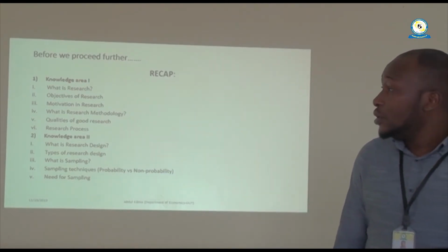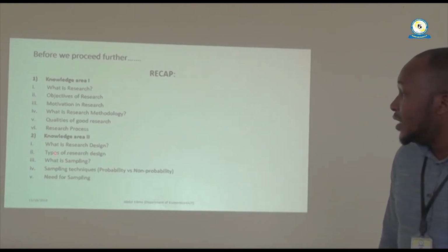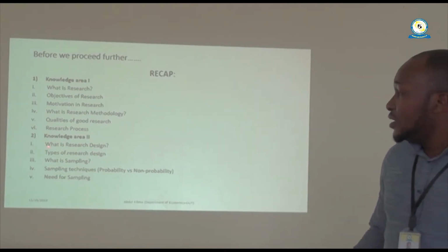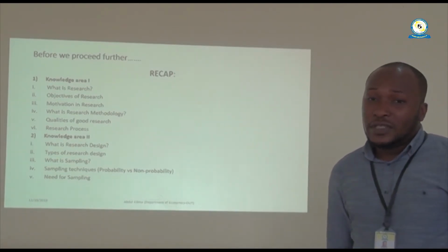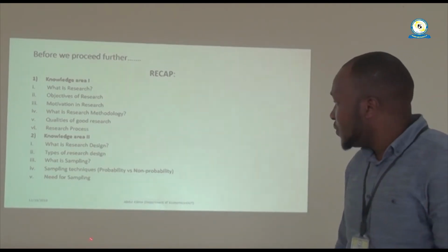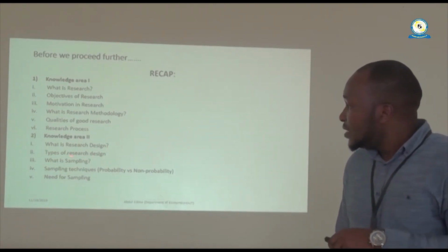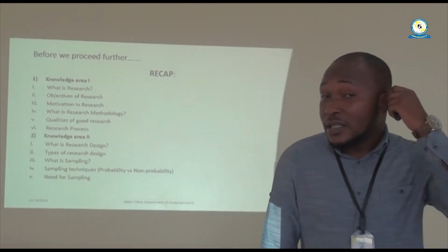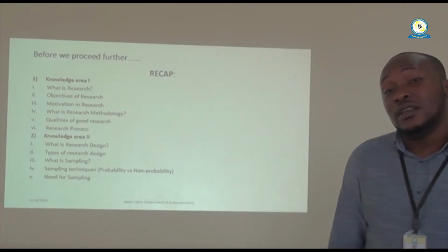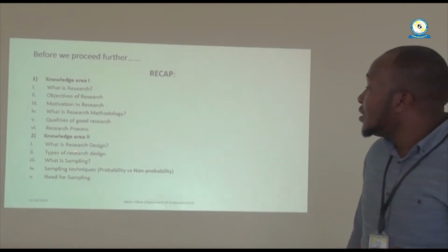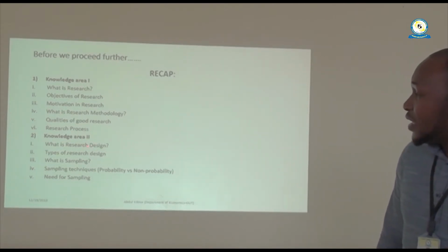Knowledge area number 2 was about research design and sampling. We looked at what research design is, types of research design, what sampling is, what the sampling techniques are, and the need for sampling. So we start by defining what sampling is and what research design is. As I said before, research design is simply a system of collecting, analyzing, and interpreting data. That is all about research design.